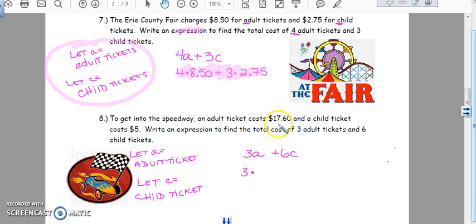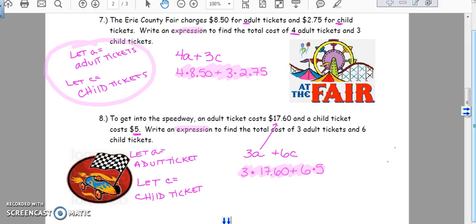Now I'm going to substitute in. 3 times my cost of the adult, which is right up here, $17.60, plus 6 times my child cost, which is $5. Okay, and that's my answer right there, because all they want is the expression. They're not asking you to actually solve it.